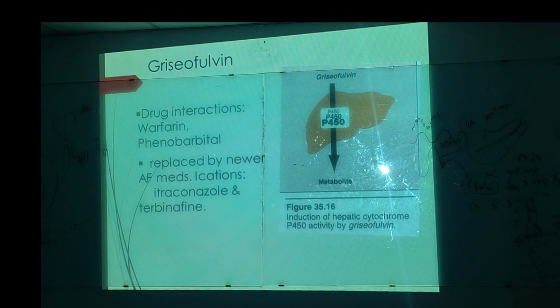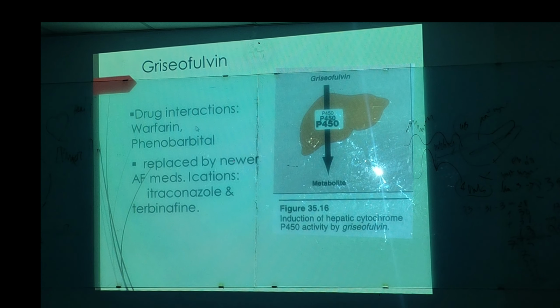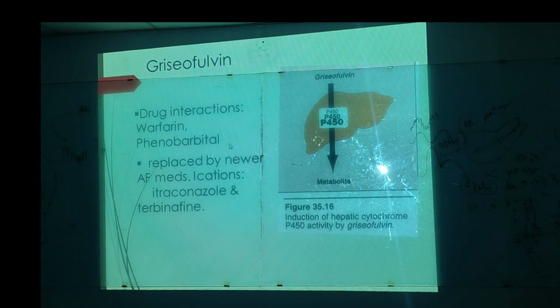Griseofulvin is an enzyme inducer. So drugs being metabolized by this enzyme will have increased metabolism, so lower serum concentration. So you need higher or lower dose? Higher dose. These are the drugs with which it interacts, your warfarin and phenobarbital.